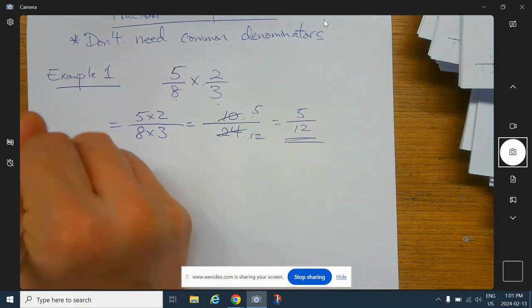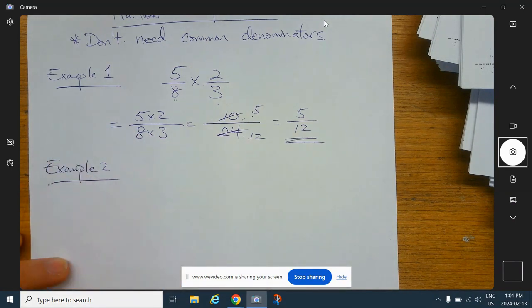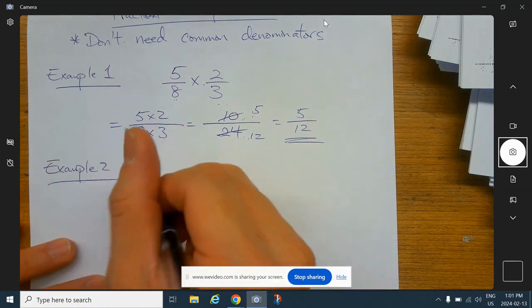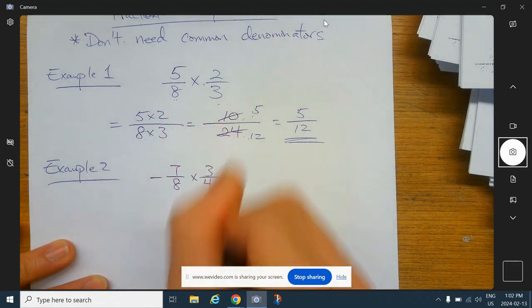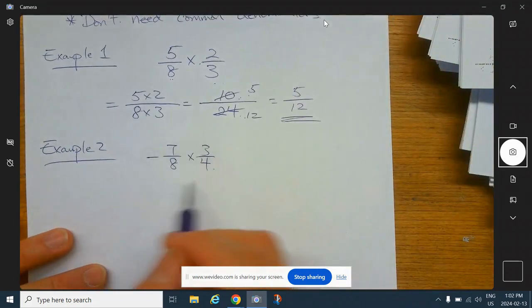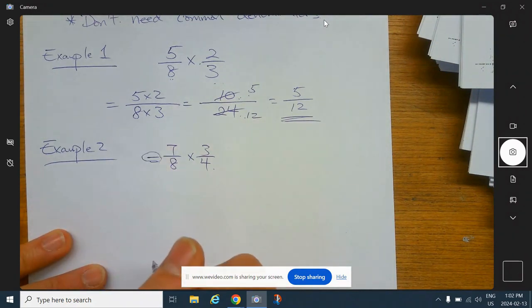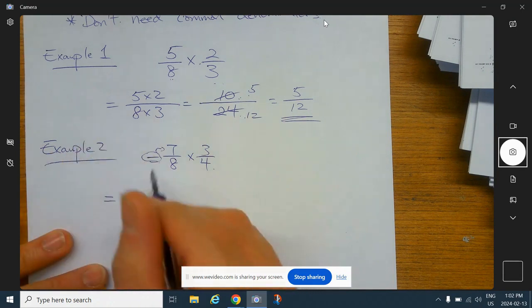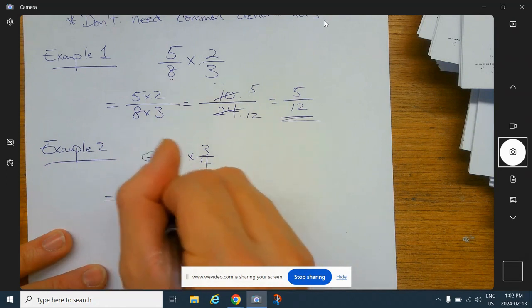Now I'm going to use a second example. This second example will require a negative exponent. Let's just say I have minus 7 over 8 times 3 over 4. In this case, first off, I'll take the minus sign that is in front of the fraction and give it to the numerator, the top number. So right now, let's rewrite this: minus 7 over 8 times 3 over 4.